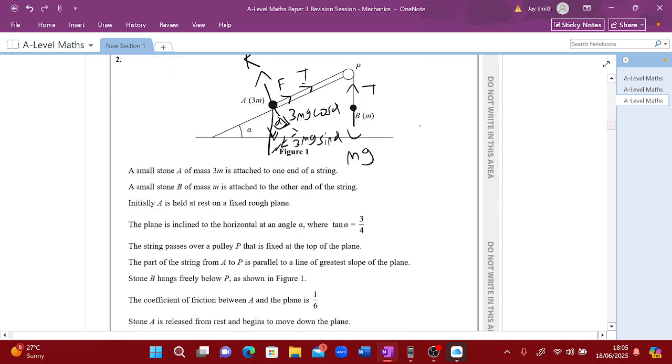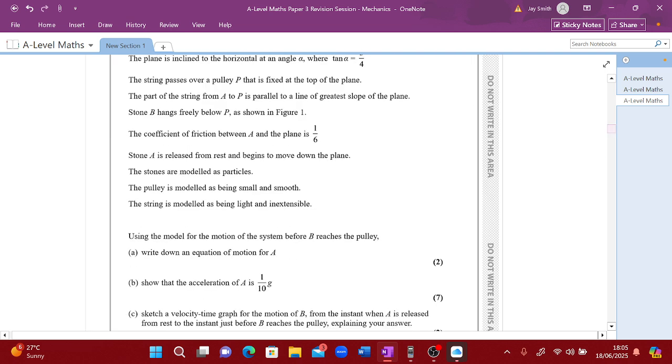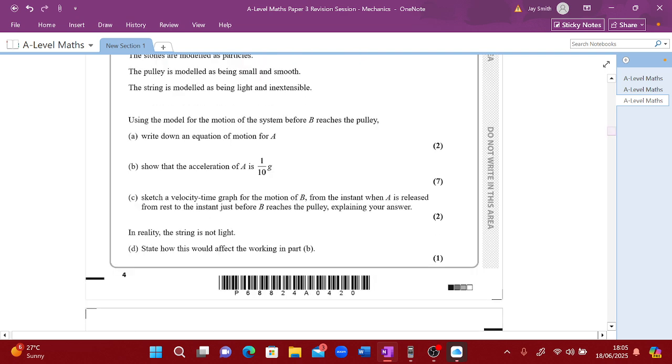Also, mu is 1/6. And we know that tan alpha is 3/4. So that's all the information. We added all the forces. That's the hard part done. And the string is light and inextensible. There we go. So that's also why the tension will be equal on either side. But there is a question about that at the end. We'll go on to that later on.